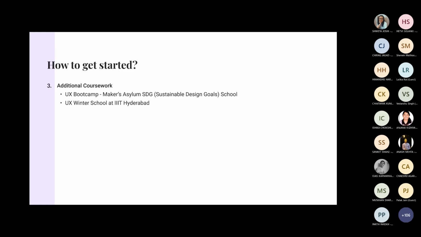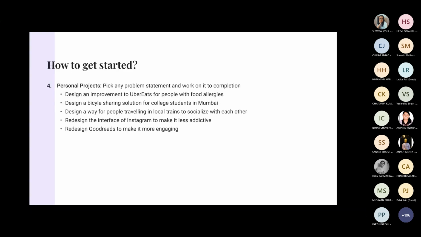Personal projects. This is something you can start at any point, after having done courses, before having done them, or after you understand the process a bit better. These are just some example problem statements. You really don't have to have any additional resources to get started with these. It could be a local problem you want to solve, or something you're really passionate about. For example, I really like reading books, but Goodreads is such an outdated platform. If you look at the app, it's really old and no one ends up using it just because of how it's designed. So how could I go about making it more engaging? These are problem statements you start with and then go through the entire process.